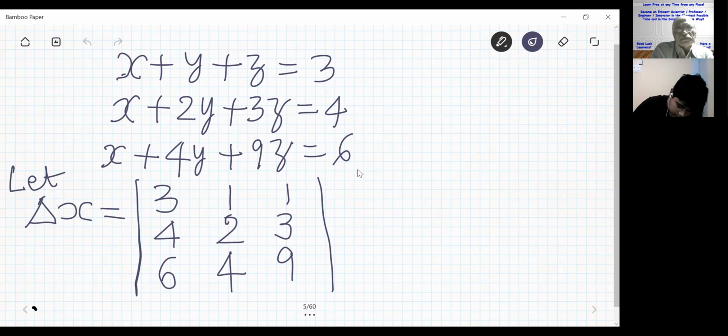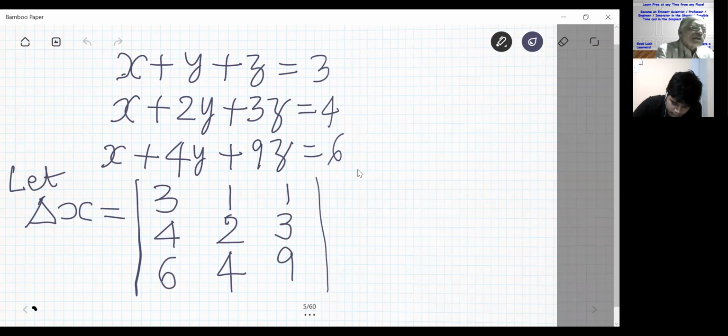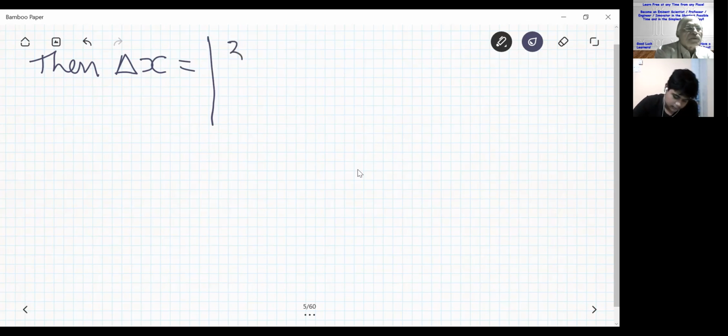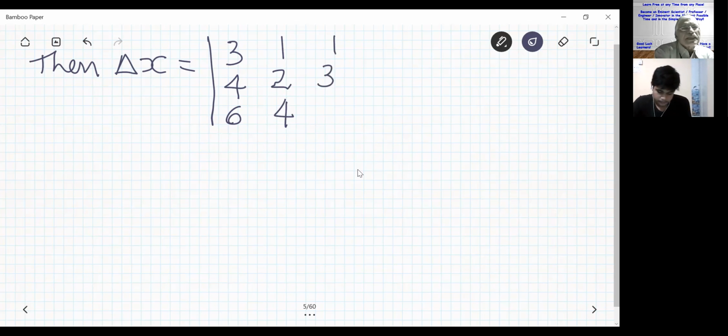So then delta X is equal to... You have written 3, 4, 6, 1, 2, 4, 1, 3, 9, is it not? So you have to find out how much is delta X.